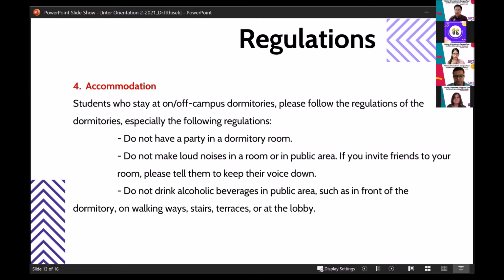So if you would like to drink any alcoholic drinks, you are free to do this, but you should try to avoid doing this in public areas, because this can actually violate some of the restrictions and legal norms in Thailand. So if you want to drink, you're free to do so inside your room, but try to avoid drinking in the stairways or the corridors or the lobby of your dormitory.